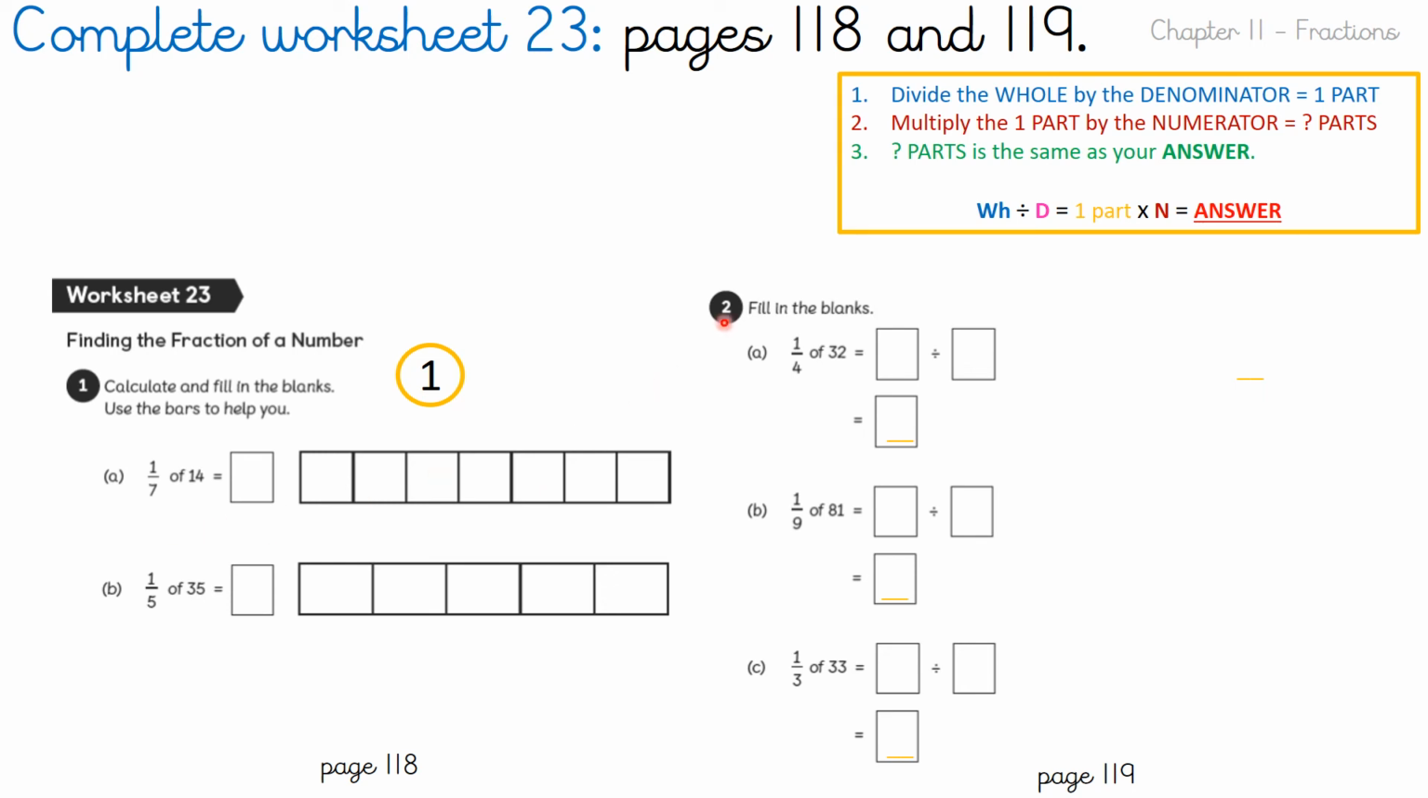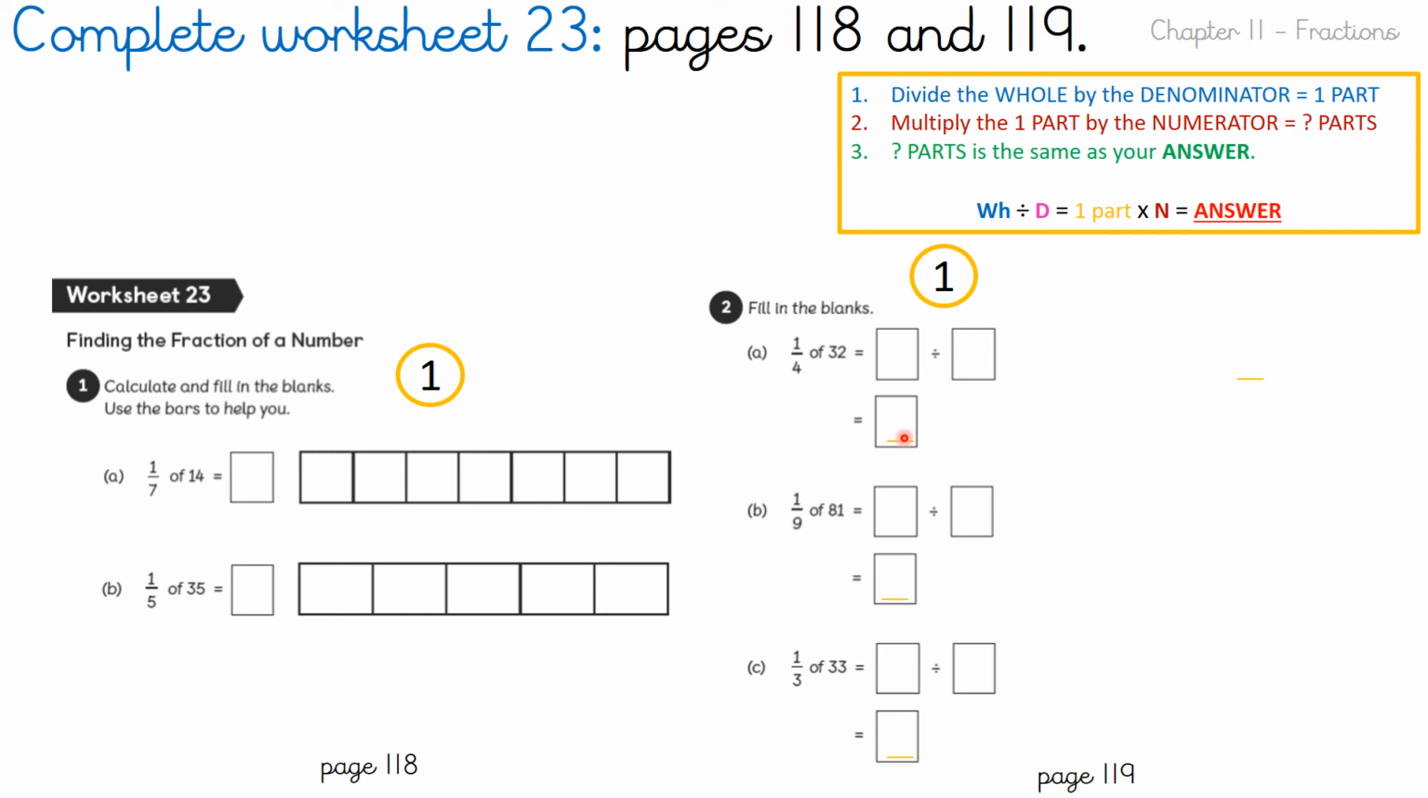In activity number 2, you have to do the same, but in this case, there is no bar model. You have to use again step number 1 to fill in these boxes. 1/4 of 32 is the same as our whole divided by the denominator, which equals one part. Now, we want to challenge you by finding any other fractions of our whole.